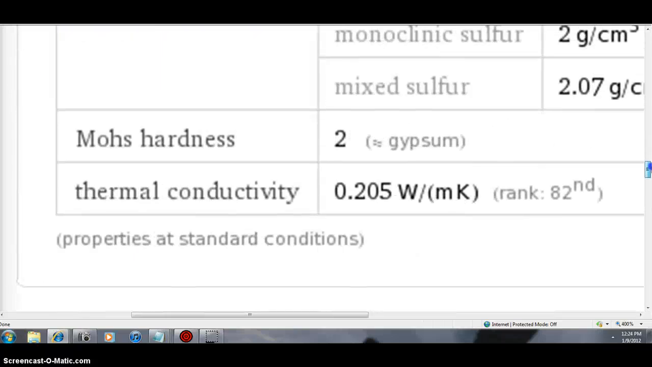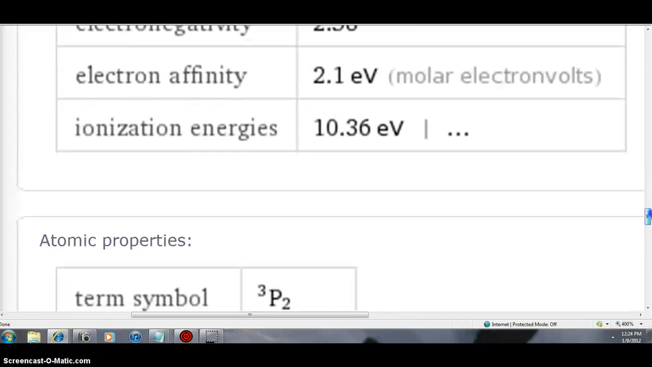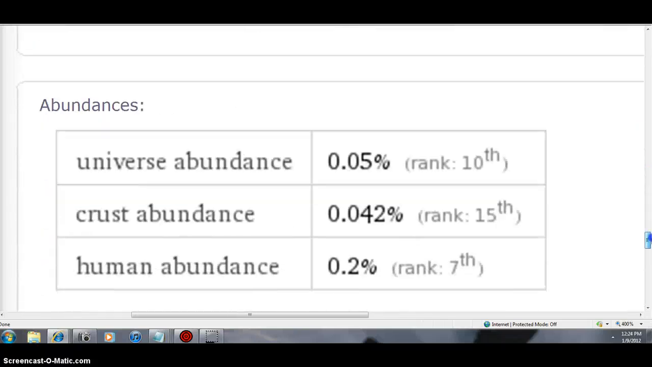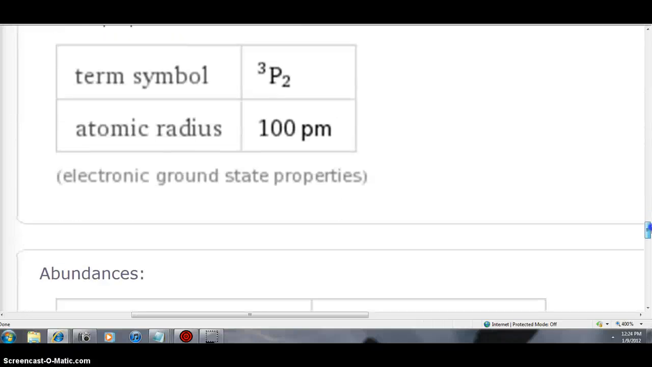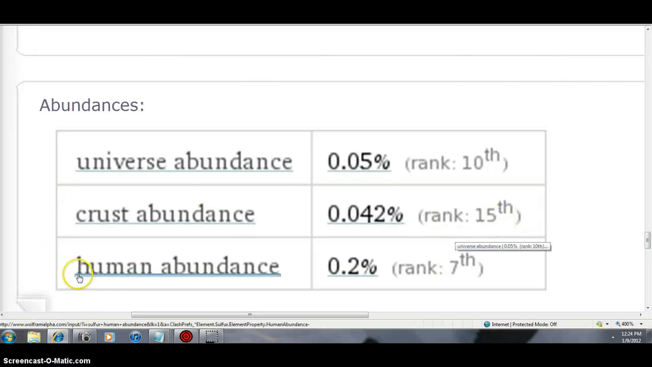But the one thing to look at is the amount that is in Earth. It's massive, okay? The ranking: human abundance, 7th. Crust abundance, 15th. Universe abundance, 10th, okay? So yes, folks, Earth, we could El Flamo.